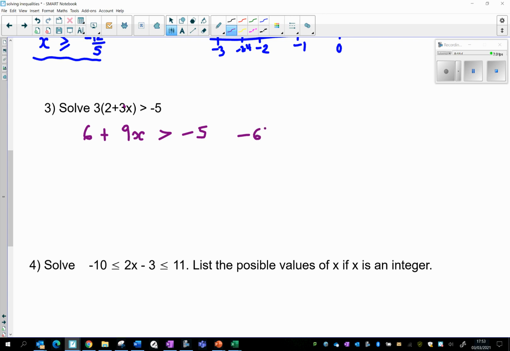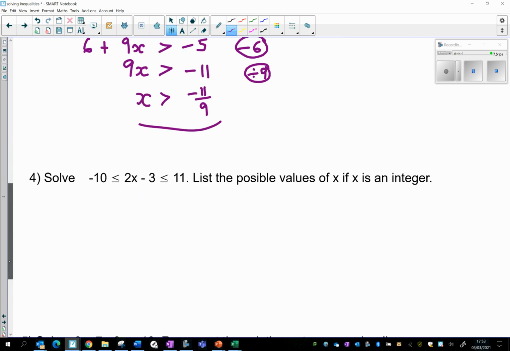I'm now going to subtract 6 from both sides. So 9x stays where it is. I'm subtracting 6, no need to move the sign. Minus 5 take away 6 is minus 11. Now I'm going to divide both sides by 9. Okay, I'm dividing by a positive number, no need to change the sign. So I've got x greater than minus 11 over 9. Okay, didn't have to do anything with changing the sign there.